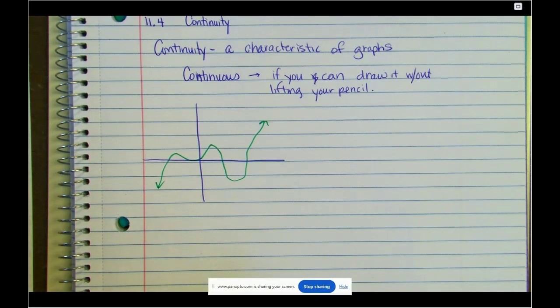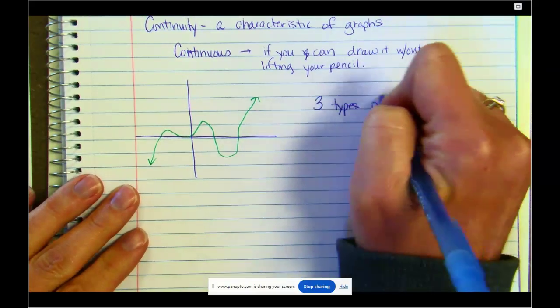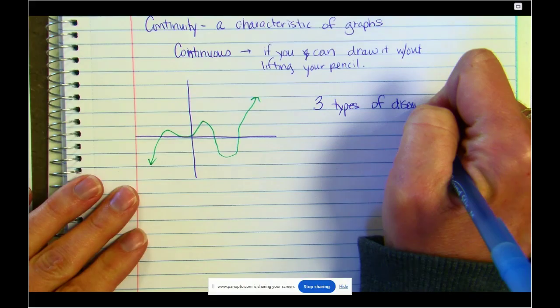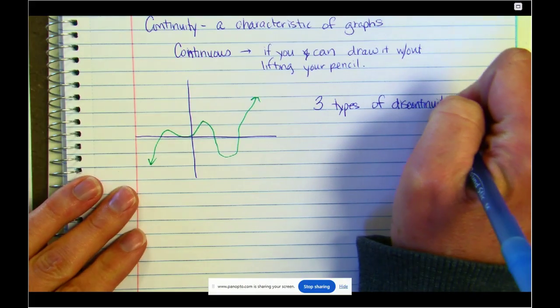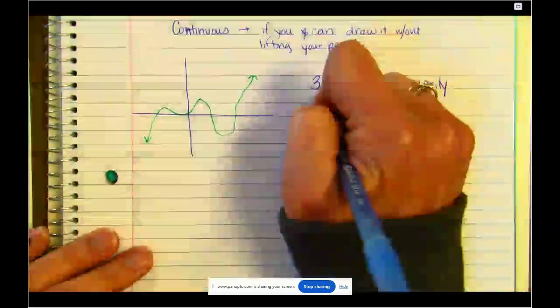Okay, there are 3 ways that graphs cannot be continuous. So we honestly don't talk about continuity as much as we talk about what makes something not continuous. So there are 3 types of discontinuity. Okay, so discontinuity is the opposite of continuity, right? It just means that it's not continuous. So the first one is a hole.